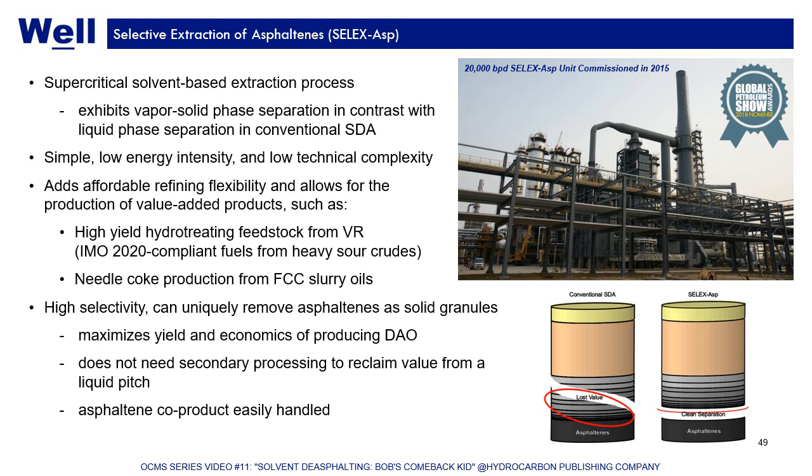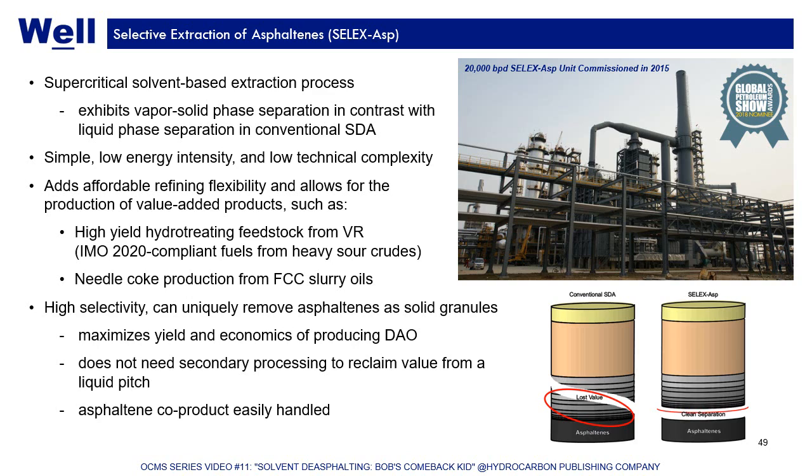Asphaltenes are known to cause operational issues such as equipment fouling and catalyst deactivation. Dealing with these problematic components is a top priority for refiners. The novelty of SELEX is its unique ability to selectively remove asphaltenes from the bottom of the barrel as solid granules, which maximizes DAO yield. In contrast with conventional SDA processes that utilize liquid phase extraction, the SELEX extractor is operated at supercritical operating conditions, where the system exhibits vapor-solid phase behavior and allows for asphaltene precipitation.